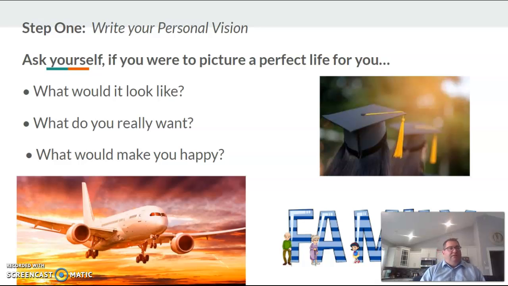So step number one is very simple. I want you to write your personal vision. Think about yourself as a picture. What would your life look like when you shut your eyes? What does it look like? What do you really want out of life? And what would make you happy in life? So your personal vision is sort of where you want to be down the road. So think about it in terms of closing your eyes and thinking about where you want to be. We'll just take a minute for you to do that.